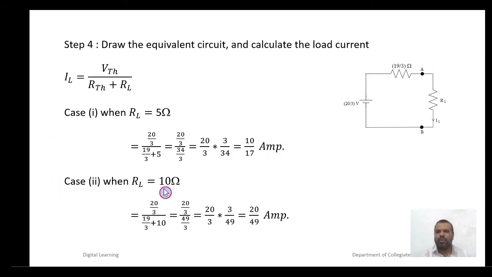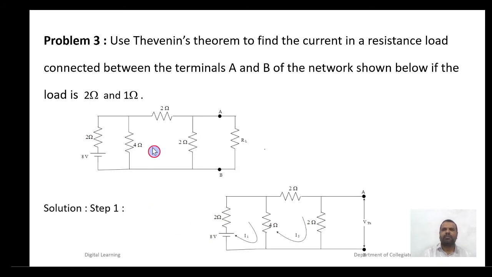Case 2. When RL is equal to 10 ohm, that is equal to (20/3) divided by (19/3 plus 10). This is equal to (20/3) divided by (49/3). That is equal to 20/3 into 3/49. That is equal to 20/49 amperes.